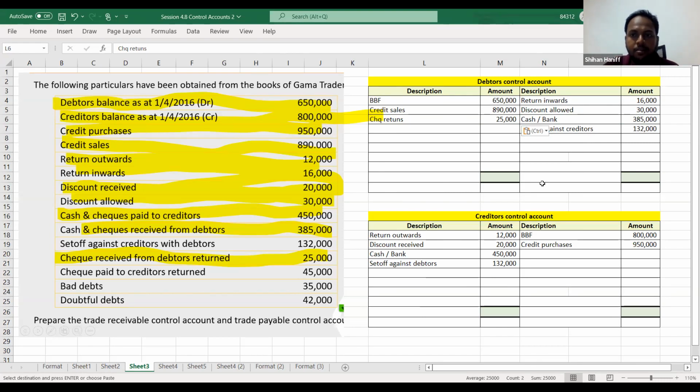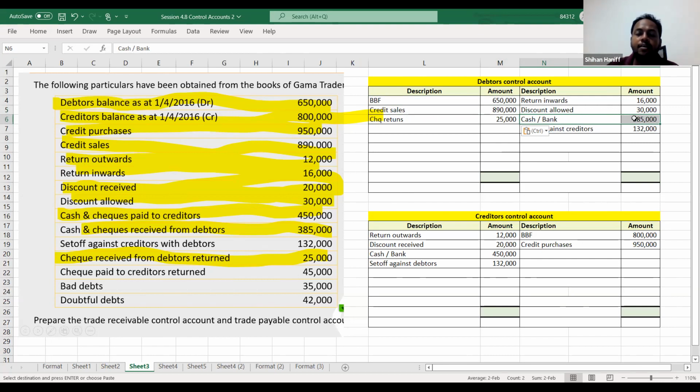Right? Returned checks. Let's say this is our debtor balance. This debtor is giving us a check. So if he gives a check, the debtor's account is credited and the bank account is debited, right?